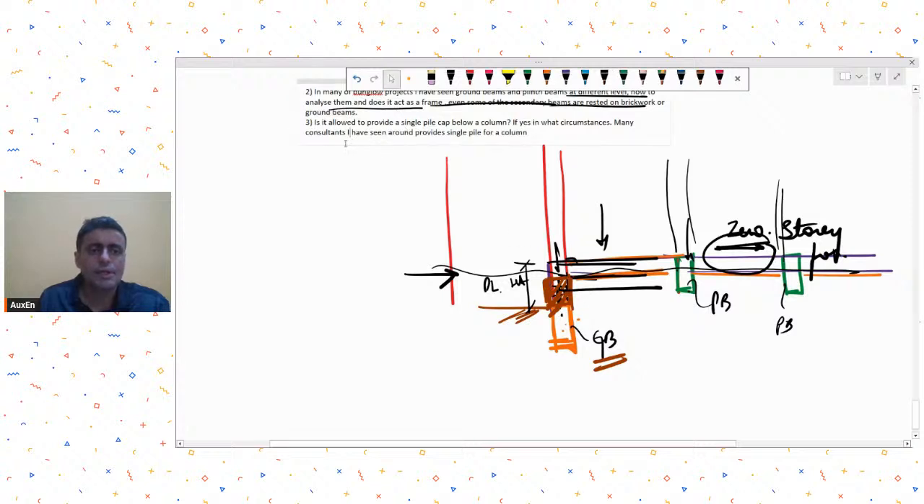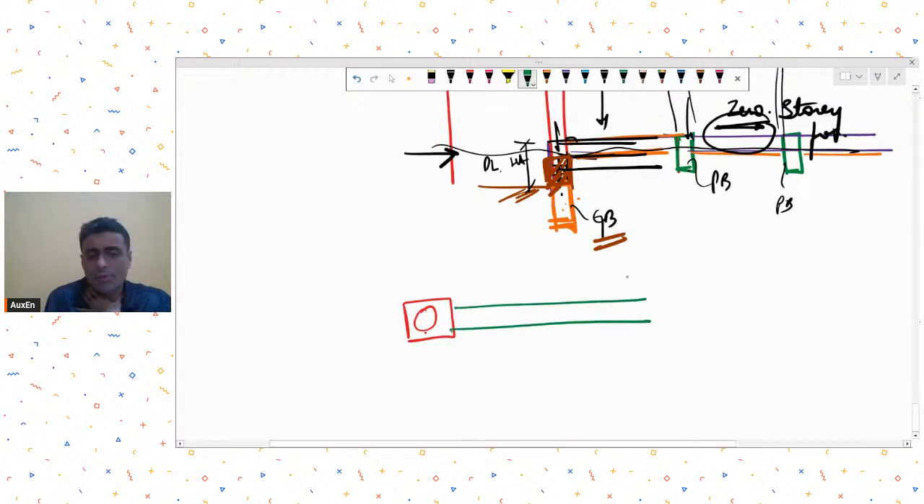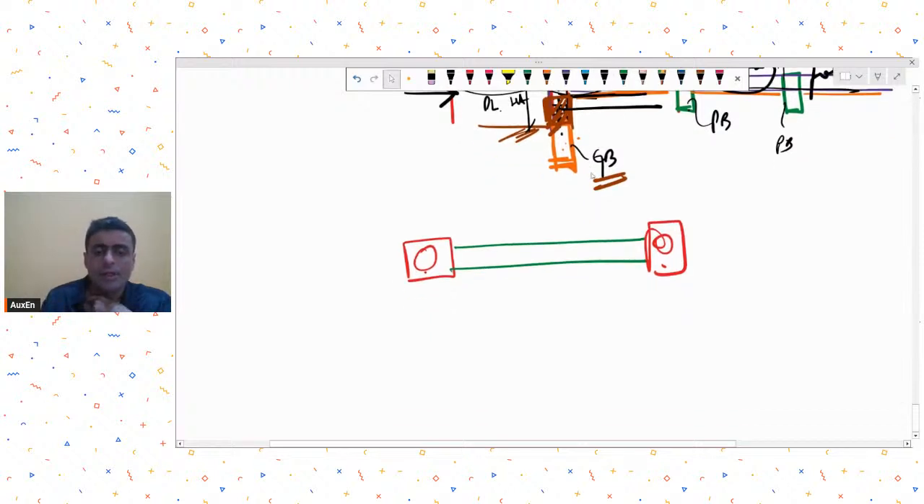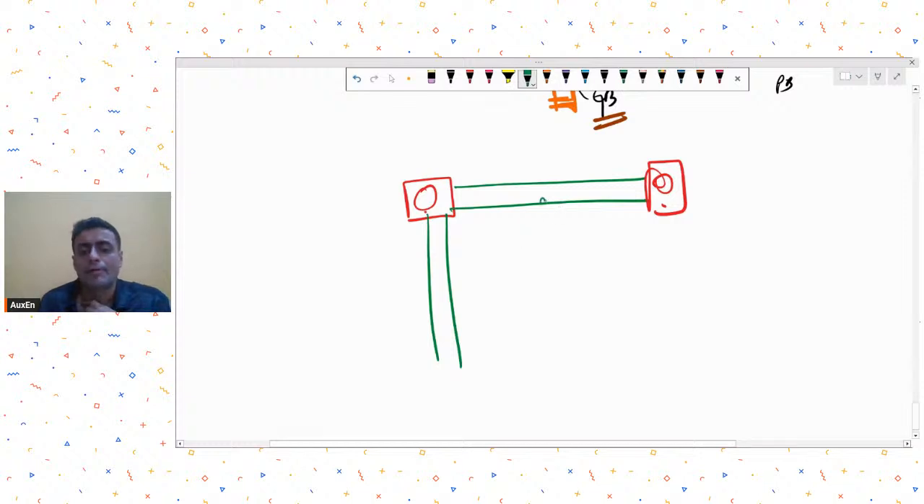His next question is, is it allowed to provide a single pile cap below a column? You may provide a single pile cap below a column, but please remember that if this column has any moment, then this pile connection will not be able to resist that moment. So then you need to provide these beams, not pile caps. You need to tie them up by providing these beams at pile cap level.